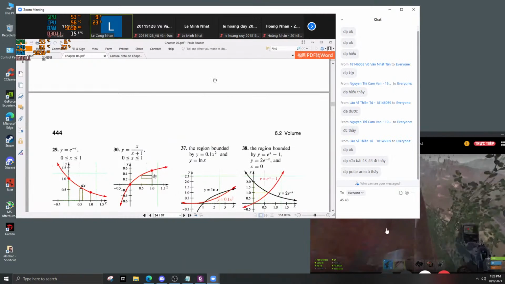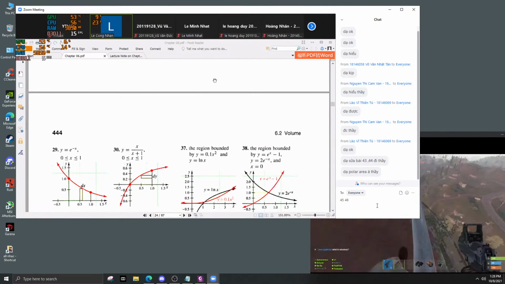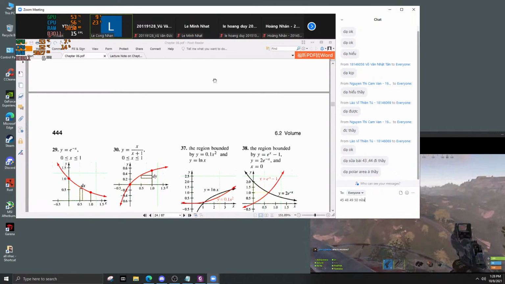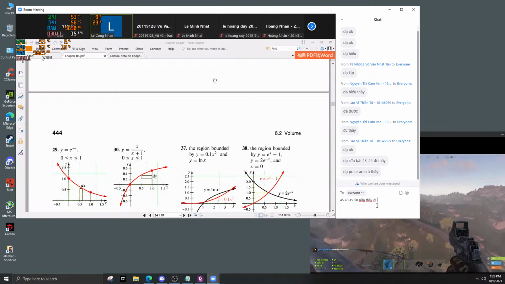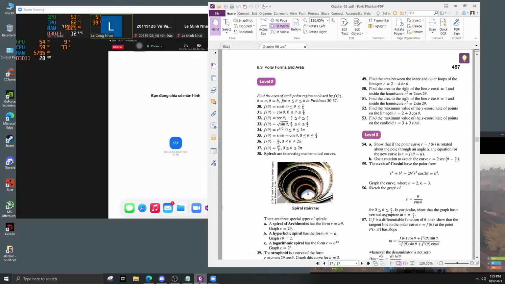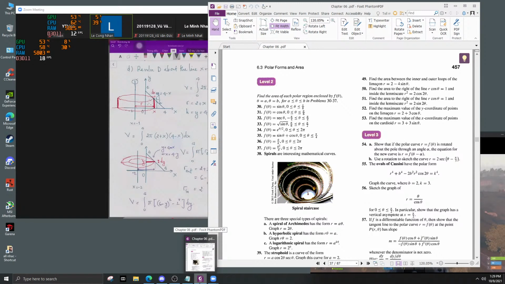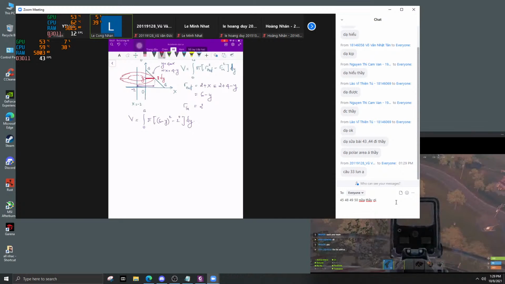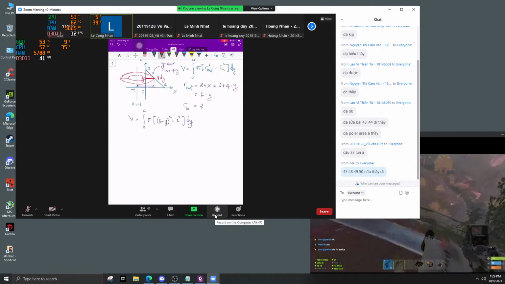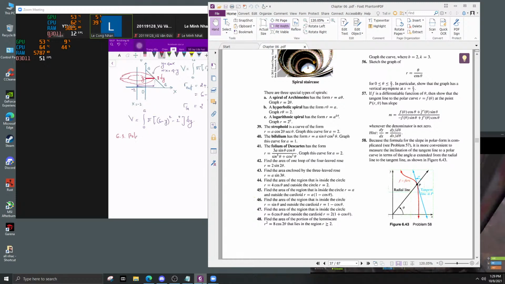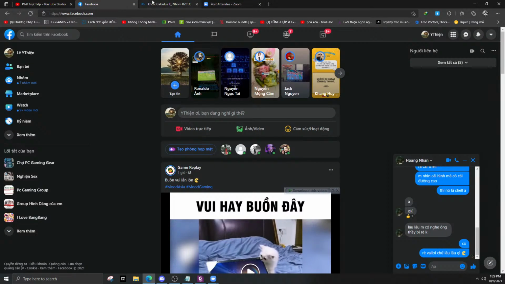Polar area. Okay, now we move to the next section, the polar area. Okay. The section 6. We have the section 6.3 about the polar area.